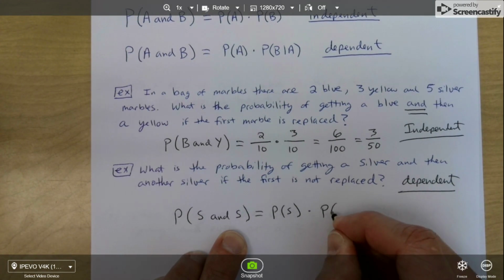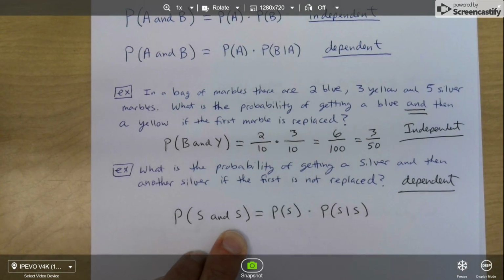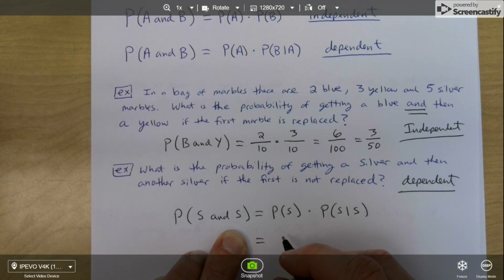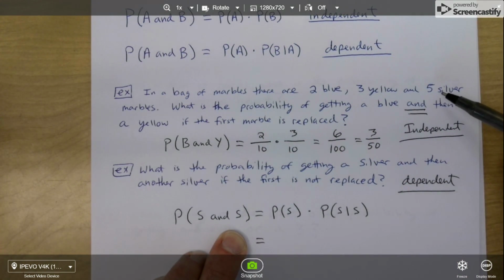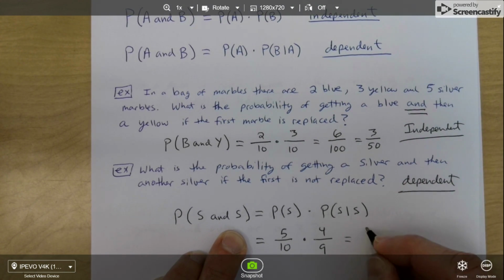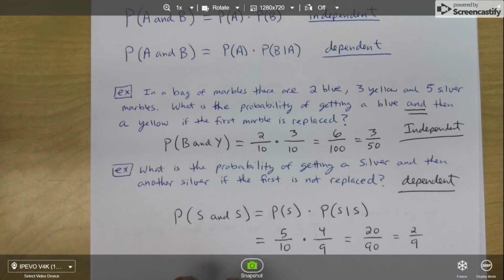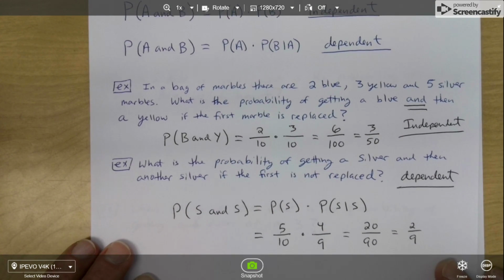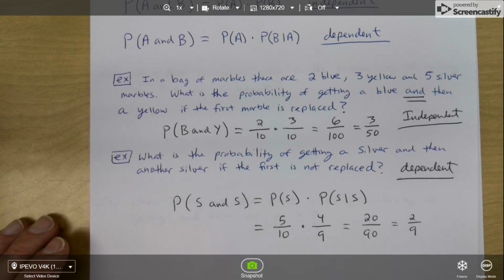by the probability of a silver given that the silver has been taken out. So what we have is the probability of the silver. If we look back up here, we have 5 silver, so that's 5 out of 10. And then the next one, if it's being kept out, it's going to be 4 out of 9. And we'll multiply those, and you get 20 over 90. And you reduce that, that's just 2 over 9. So that's the probability of getting a silver and then another silver. There, so 5 over 10 and 4 over 9.